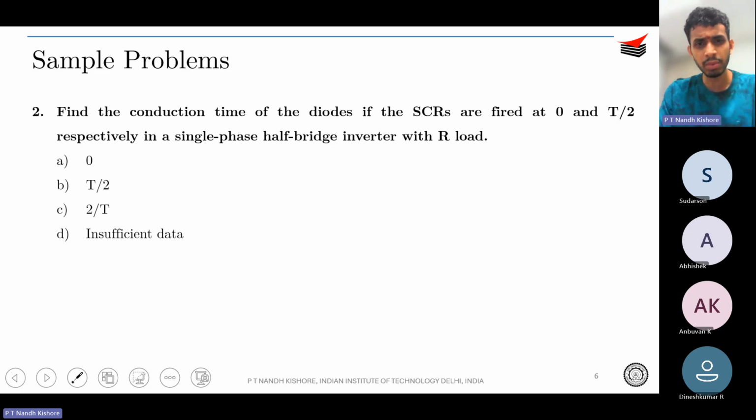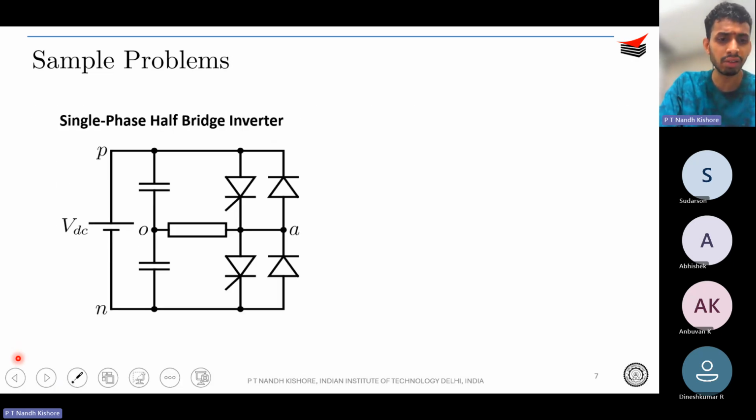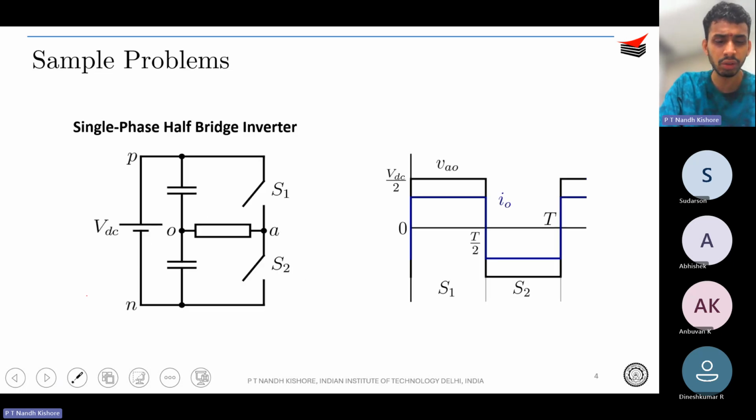Find the conduction time of the diodes if the SCRs are fired at 0 and T by 2 respectively in a single phase half bridge inverter with R load. Same question, same topology. Just you need to find the conduction time of the diodes. So first try to understand what they mean by diodes. They have told it SCRs, right? So the active switches, that is S1 and S2 in this case, are given as SCRs.